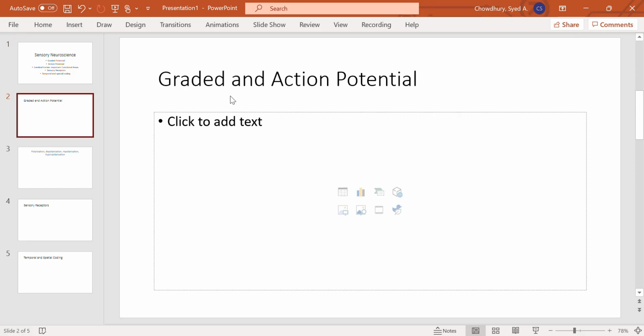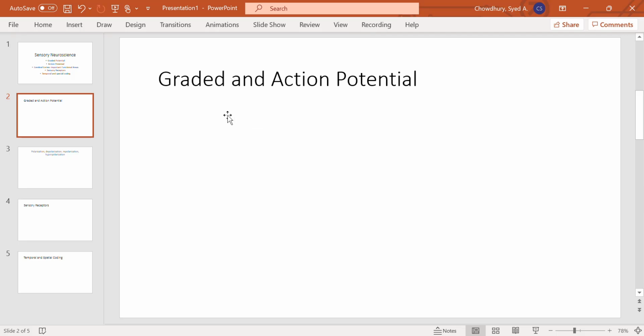So first, let's talk about the graded potential. Graded potential takes place in non-excitable cells mostly, as well as the excitable cell membranes. So this is a neuron, and we know that the resting membrane potential in a neuron is minus 70 millivolt to minus 90 millivolt. Most of the places you will see that the average resting membrane potential in a neuron is minus 70 millivolt. So let's think that this neuron's resting membrane potential is minus 70 millivolt.